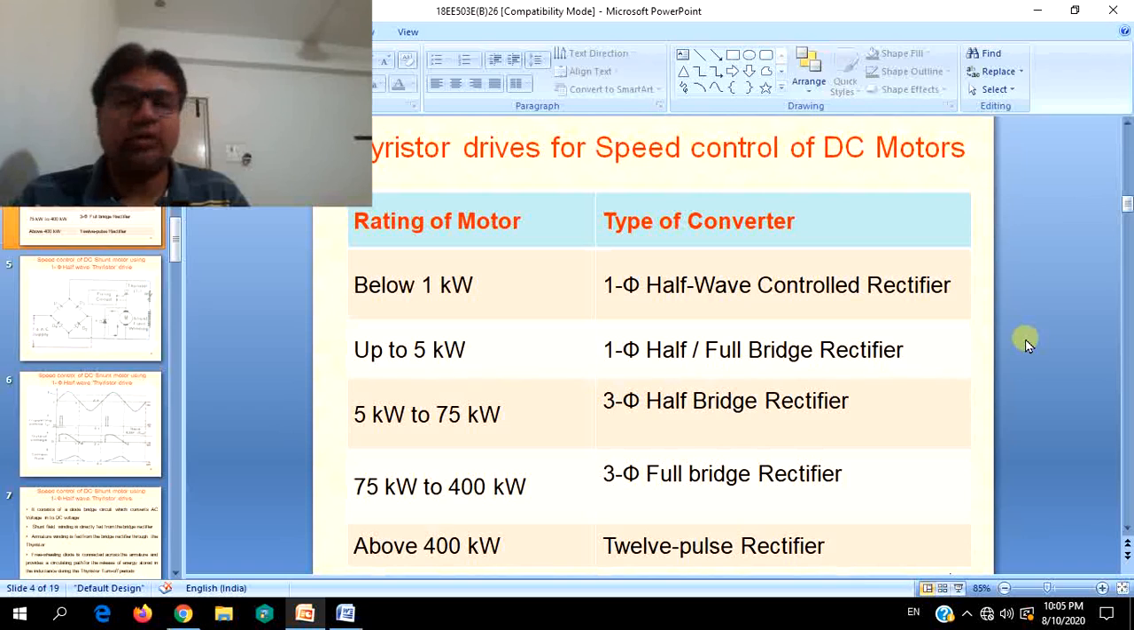There freewheeling diodes were used. The concept of freewheeling diodes also we discussed. Freewheeling diodes will provide a circulating path for the leftover energy stored inside the inductive load to get dissipated in itself.